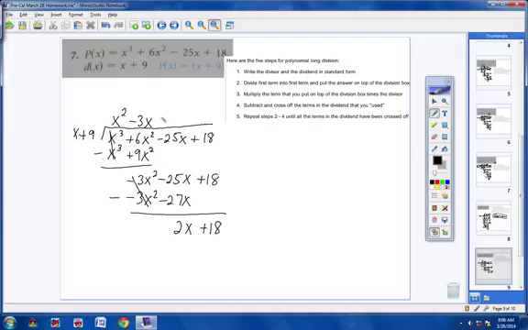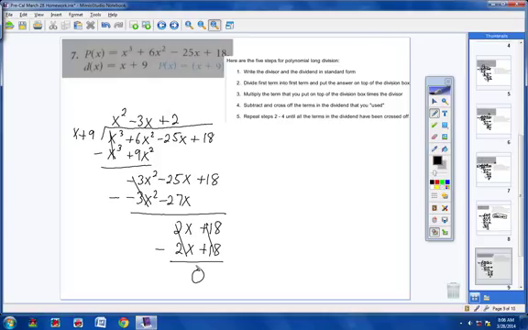X would go into 2x 2 times. 2 times x is 2x. 2 times 9 is 18. Subtract. 2 minus 2 cancels. 18 minus 18 cancels. So we have a remainder of 0.